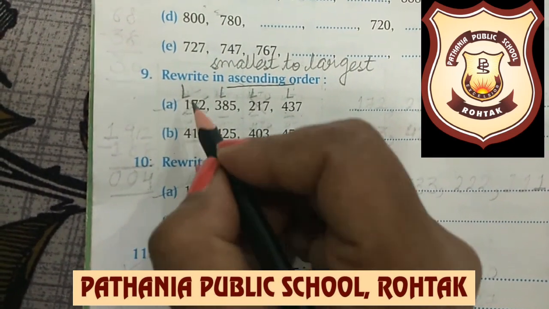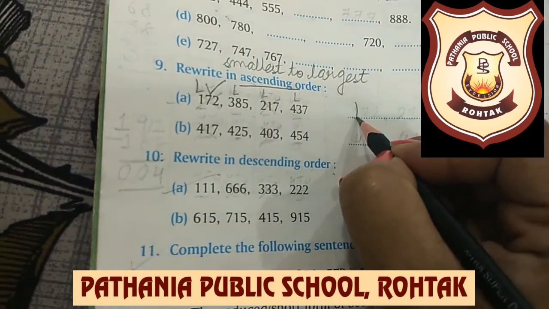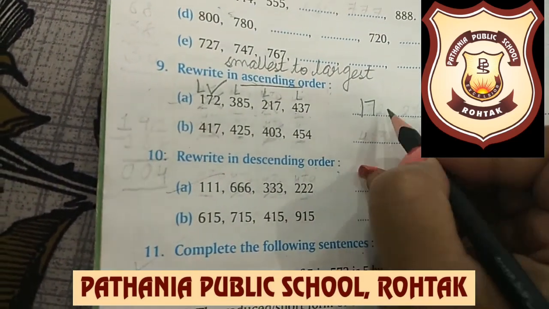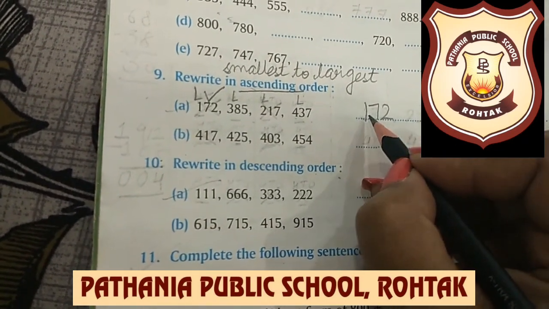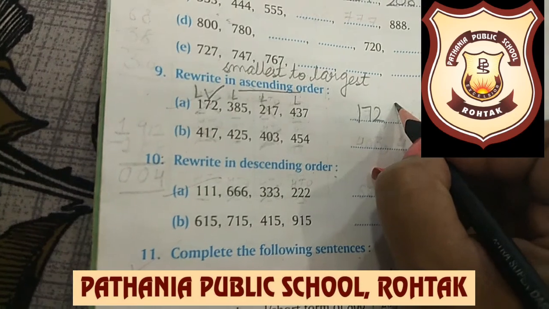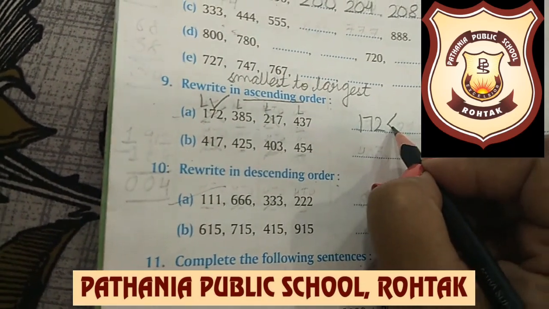1 is the least digit. So 172 will be the smallest number. So we will write 172. Now 172 is the smallest number, so it will have a smaller than sign in front of it.